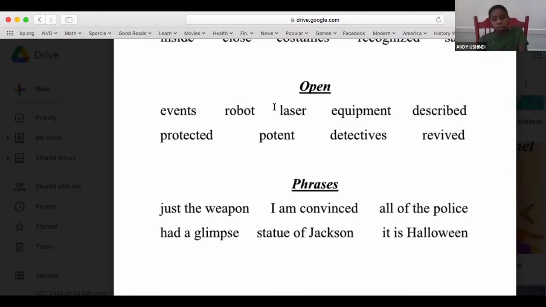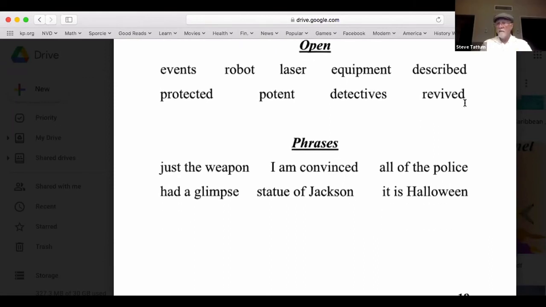All right, my turn. Laser, that's not a word. I'm going to change it to laser. That's a word. Your turn. Equipment. Good for you. So notice if Andy approximates it, he'll often get the word. Described. What is that, Andy? Described.